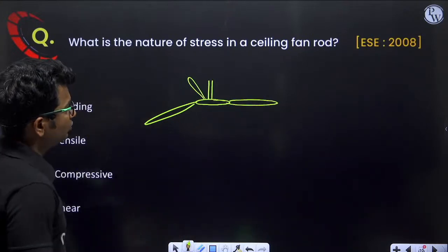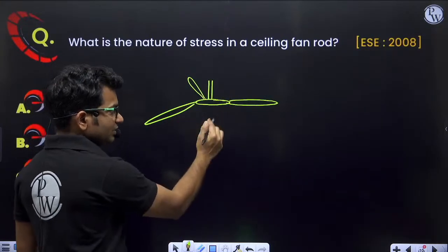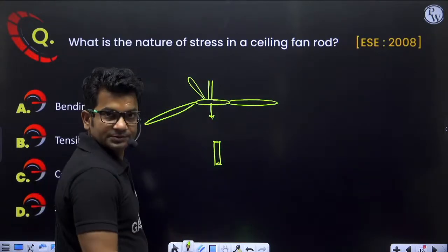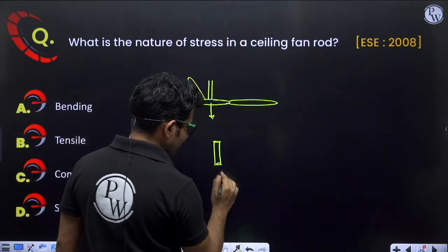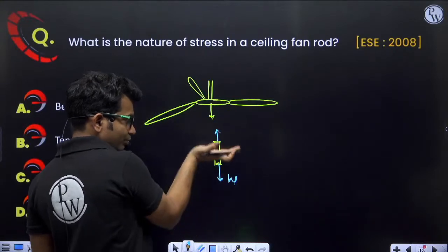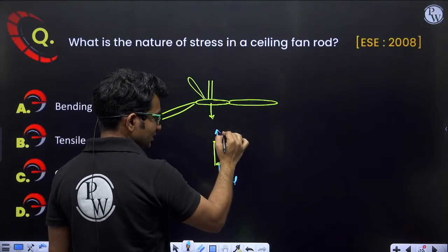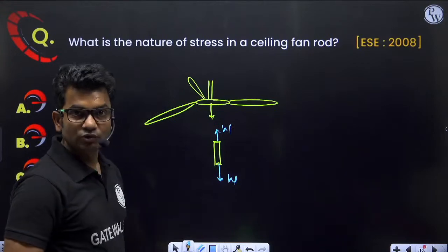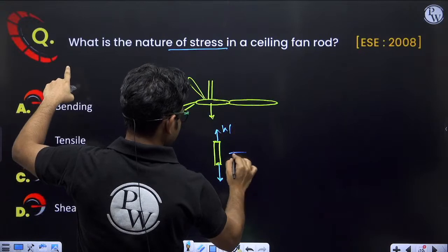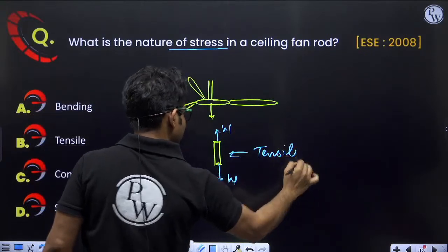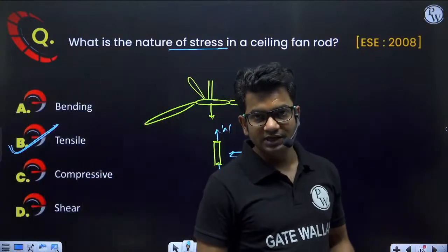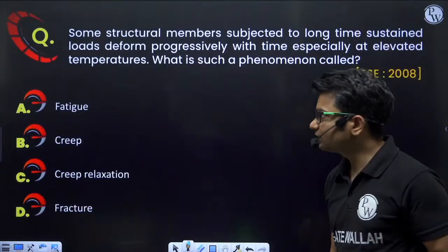This is the ceiling fan, hanging. So the weight of the ceiling fan is acting downward. If I draw the free body diagram of this, let us say the weight of the ceiling fan is W, pulling it downward, and the ceiling applies an equal and opposite force W. So it will be subjected to tensile stress. The nature of stress here will be tensile. So the ceiling fan rod will be subjected to tensile stress, right? Let's move on to the next question.